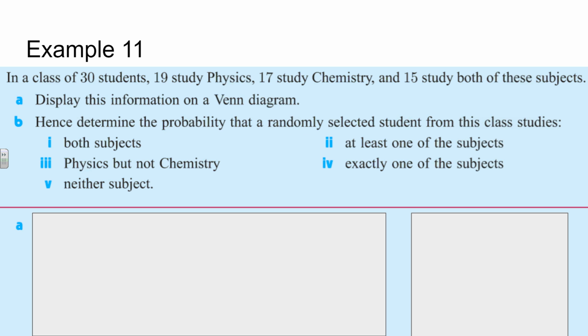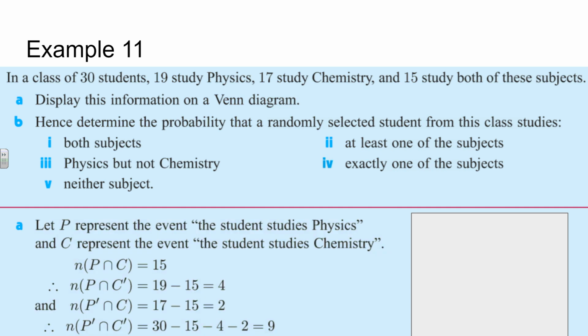Example 11, one where the Venn diagram is needed but not given to us here. So it says in a class of 30 students, therefore the sample size is 30, 19 study physics, 17 study chemistry, and 15 study both of these subjects. First, it starts off asking us to make that Venn diagram. So let's take the information they gave us and put it into probability notation. So we start off with P, the event that they study physics, and C represents that they study chemistry. And we have to define events like that if they're not already defined for us. It's just like if you were doing an algebra problem and you have an X that represents the number of whatevers, you have to tell us that X represents the number of whatevers you're measuring there.